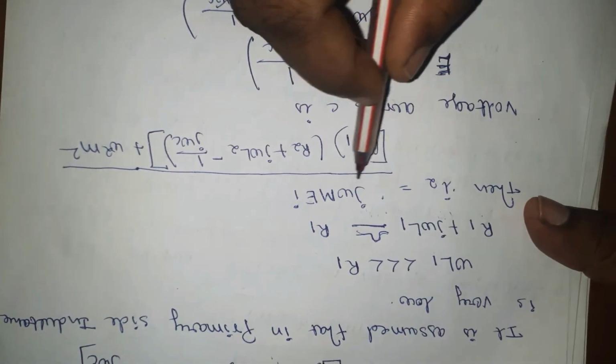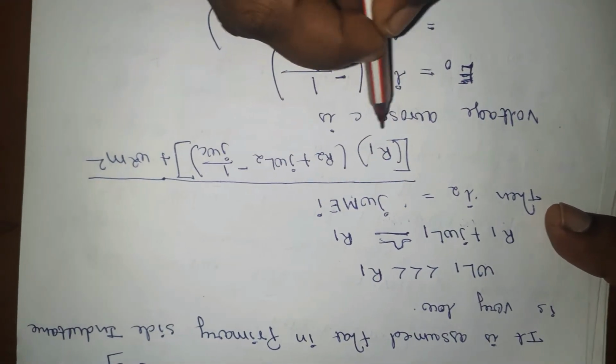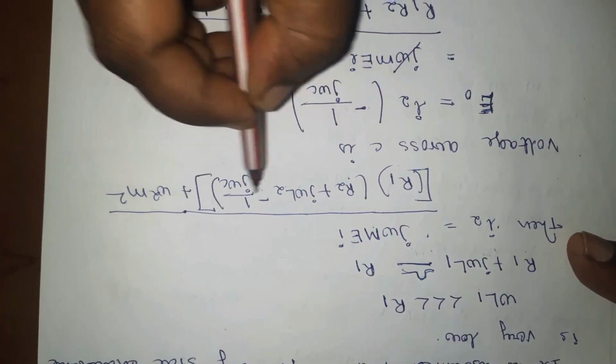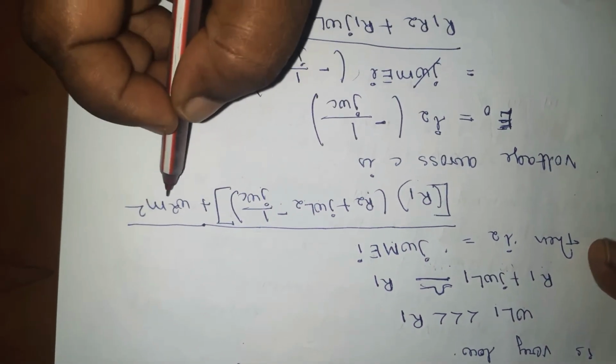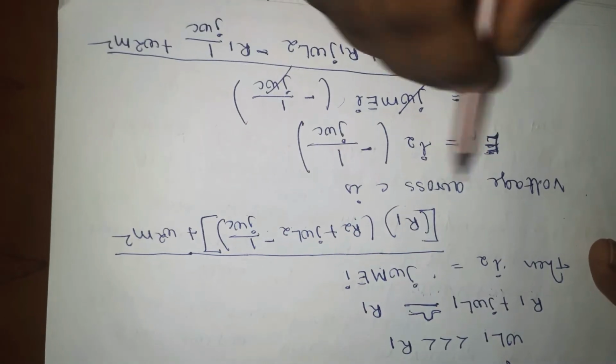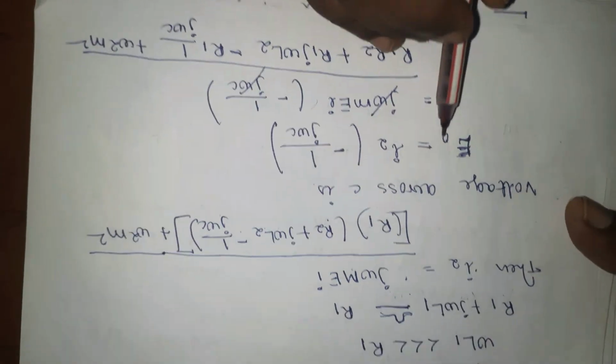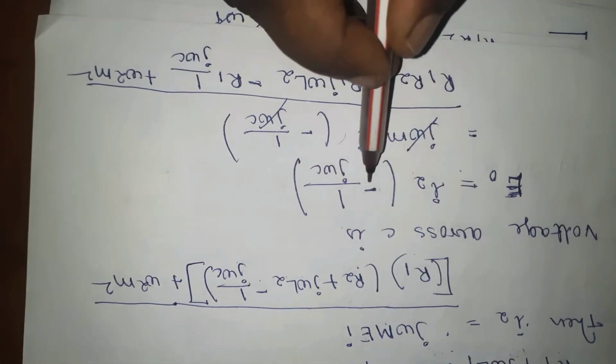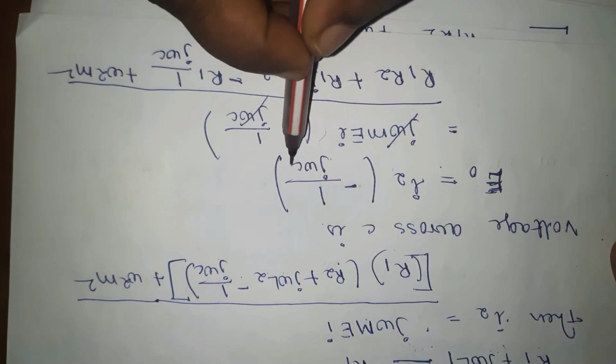So then I2 is equal to jωM Ei divided by R1 plus R2 plus jωL2 minus 1 by jωC plus ω²M². The voltage across C, that means the output voltage E0, is equal to I2 times minus j, that is minus 1 by jωC.